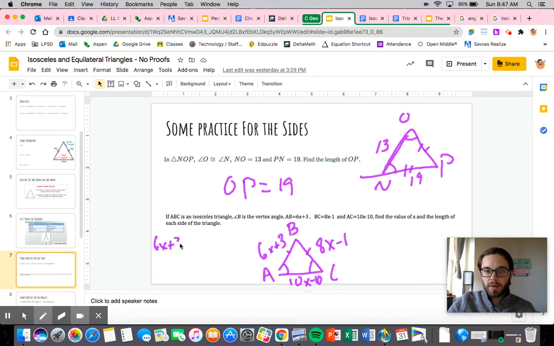6x plus 3 equals 8x minus 1. So 4 equals 2x, right? I just subtracted the 6x, added the 1. So x will equal 2.